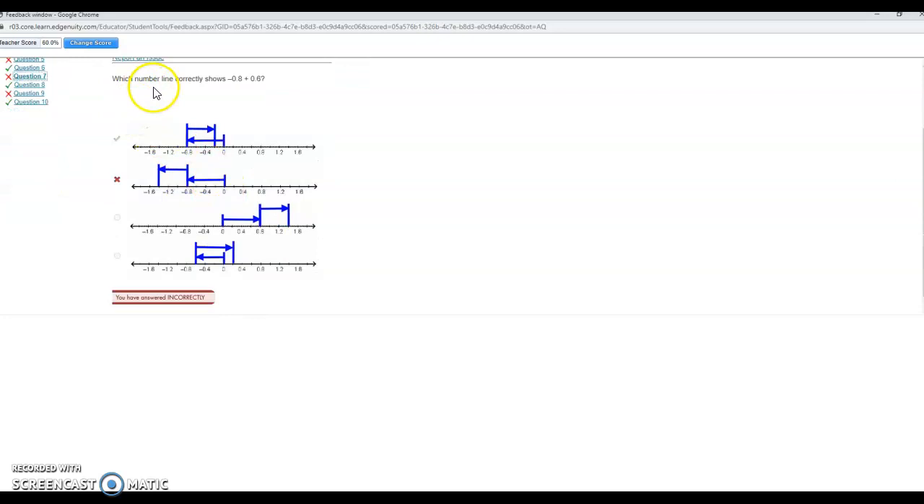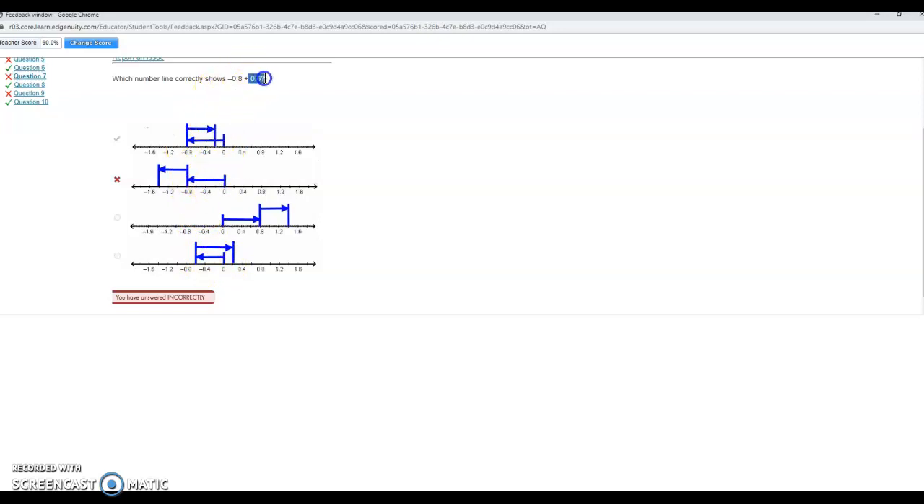Here it says, which number line correctly shows negative 0.8 plus 0.6? So remember, all these number lines should start at 0, so we're all good there. And since it's negative 0.8, that means our first move should be going 0.8 to the left. So this one's good, this one's good. This one goes 0.8 to the right, and this one only goes 0.6.